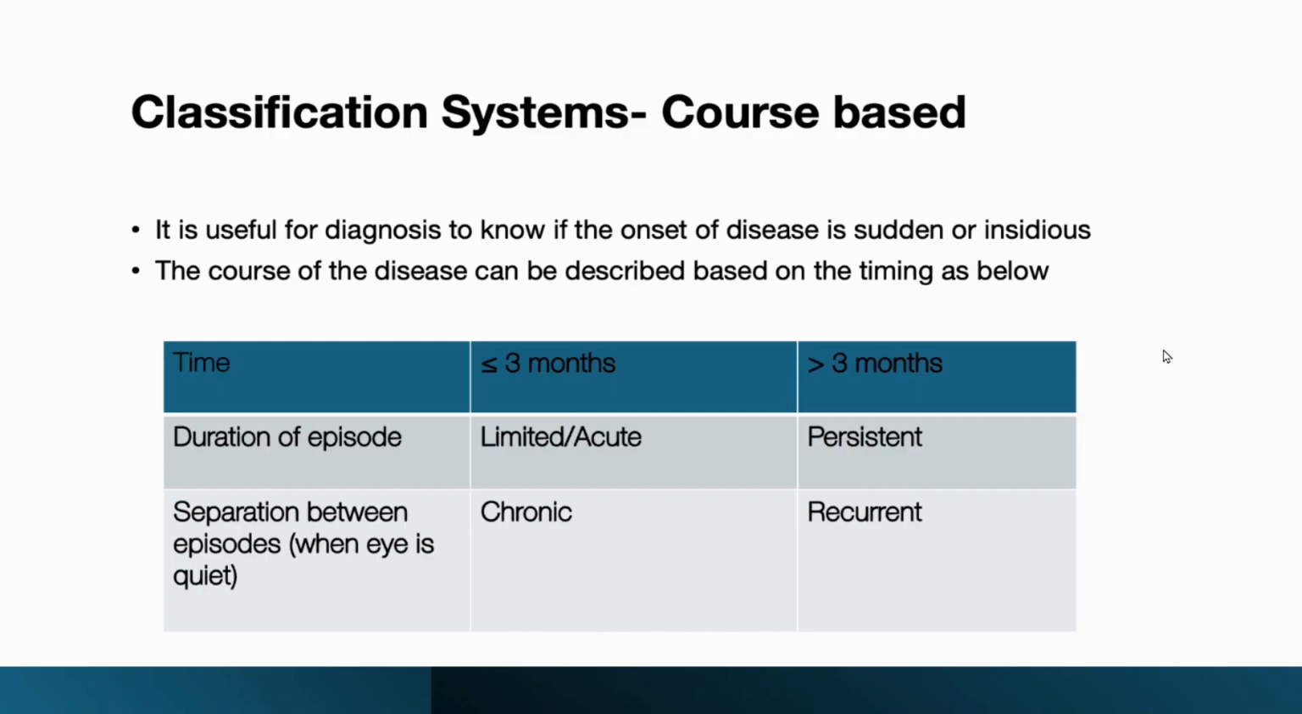We can also classify uveitis by its course over time. This can be helpful for diagnosis. For instance, a benign cause is more likely if the uveitis is acute and hasn't lasted a long time. So you can describe it based on the duration.